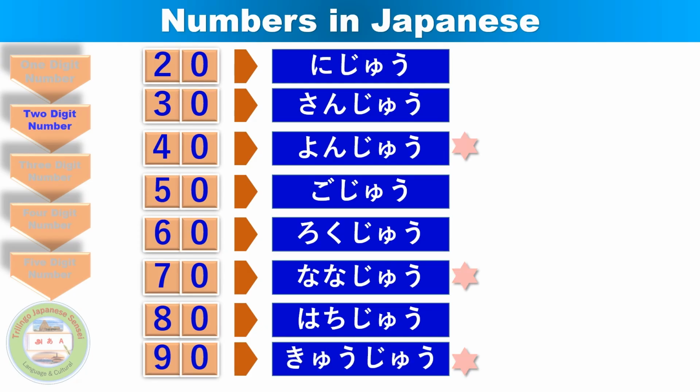Wait. We have a catch here. There are 3 numbers on this page that need close attention. Number 40 is called yonju, not shiju. As you see, number 4 has 2 different readings. One is yon and another one is shi. So 40 means yonju. Please remember this. Similarly, number 70 is nanaju, not shichiju. Number 90 is kyuju, not kuju. Please remember this carefully as it is a base for the number system in Japanese.